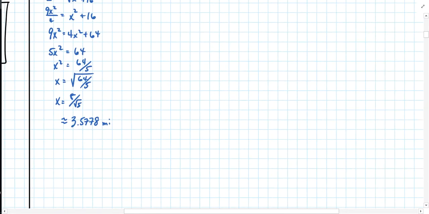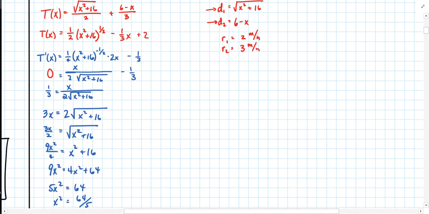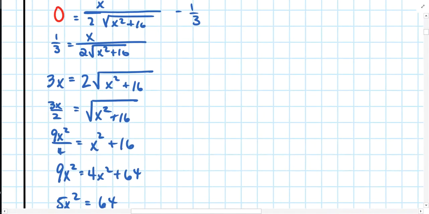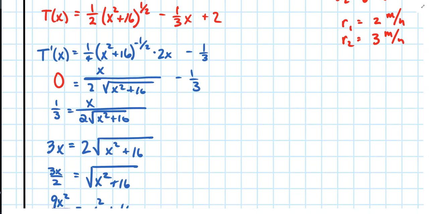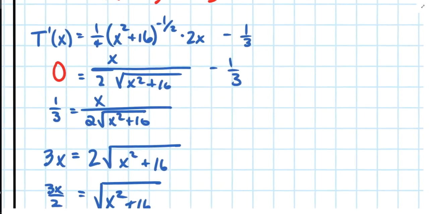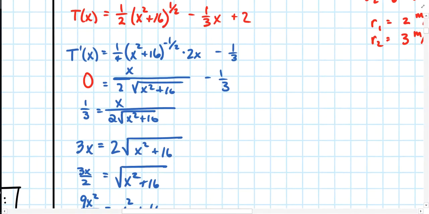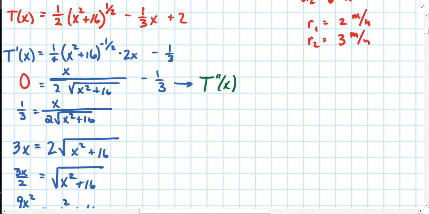We can verify this, or we need to verify this, to make sure that we found a minimum by using the second derivative. So I'm going to jump back probably to here, and I'm going to treat this line as our first derivative. So we've got t prime instead of 0. I'm thinking t prime equals this expression. So if I want t double prime of x, I should be able to find the derivative here.